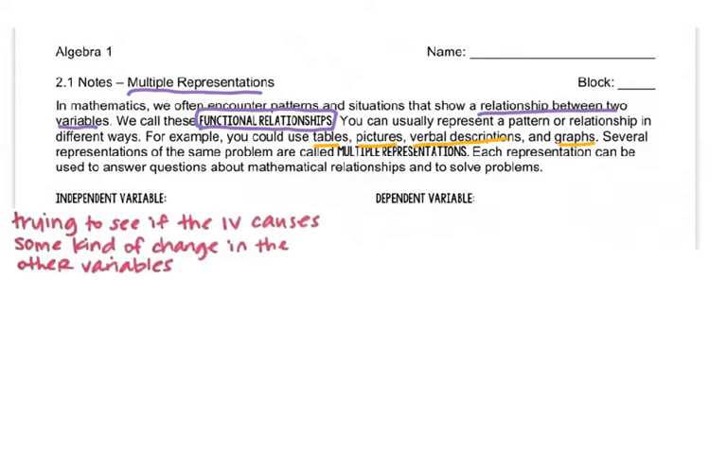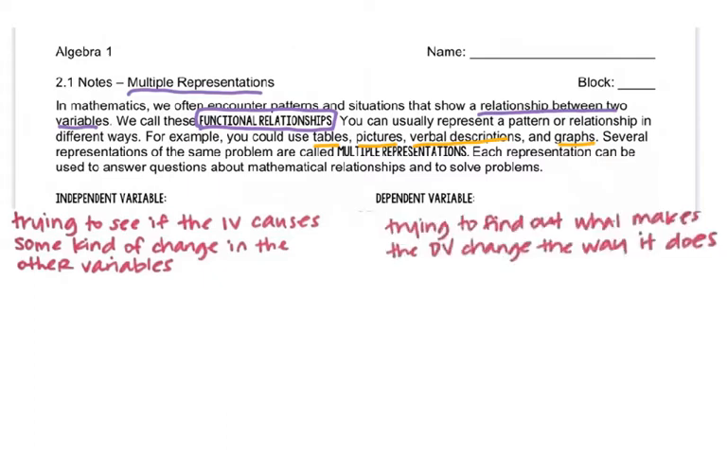The variable that we're going to start with, we're going to call the independent variable. Independent meaning it stands alone, meaning that it's kind of in control of everything else. Everything else depends on the independent variable. So again, the independent variable is staying alone, and you're trying to see if the independent variable causes some kind of change in the other variable. So you're going to start normally with the independent variable. And then the dependent variable depends on the independent variable. We're trying to find out what makes the dependent variable change the way it does, and usually the independent variable is in control of that.